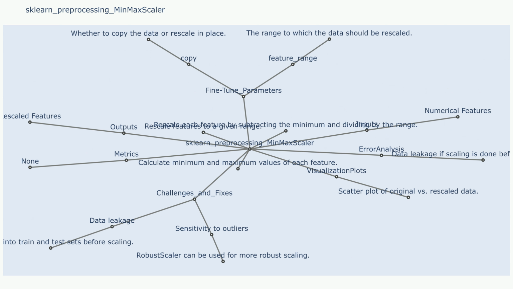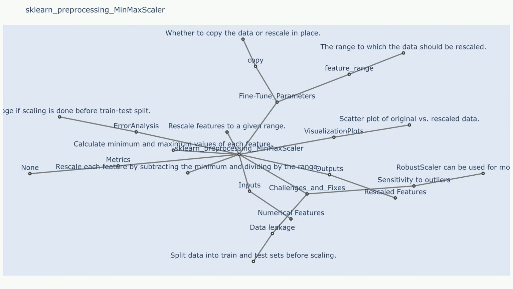Outputs. Output 1. Explain in detail. The output of min-max scaler is a NumPy array or pandas data frame with the same shape as the input, but with the features scaled to the specified range.